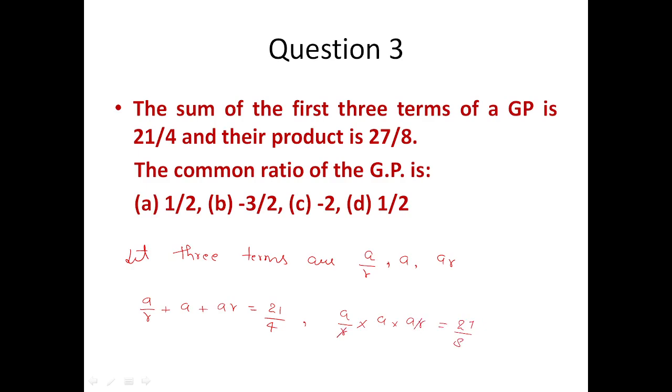R and R cancel out, then we will get A cube is equal to 27 upon 8. This implies A is equal to 3 by 2. Now put this value of A in this equation. So we will get A common out, 1 upon R plus 1 plus R is equal to 21 upon 4.